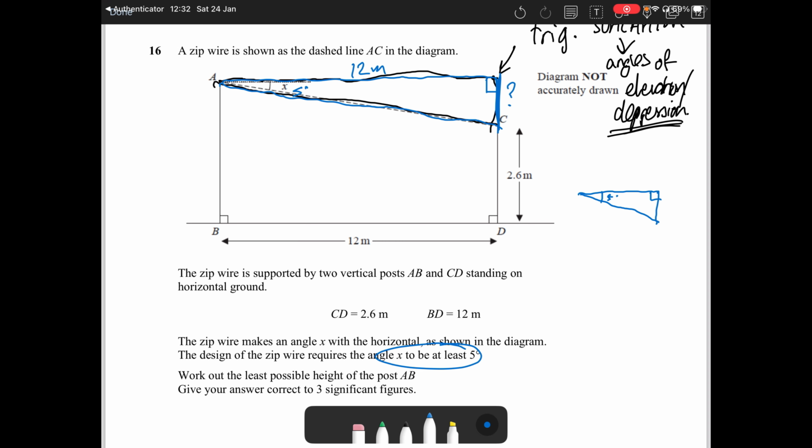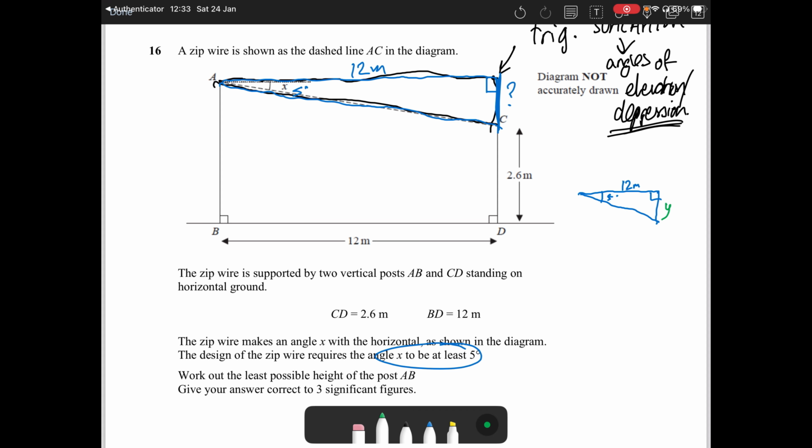So remember, I've just said that's 5. We know this is 12 meters. And we want to work out this length here. We'll call it x for argument's sake. No, we won't, because they've called that angle x. I don't want to confuse you. Let's call it y. Nothing wrong with calling it a different letter, but there is something wrong when you use a letter they've already stated.